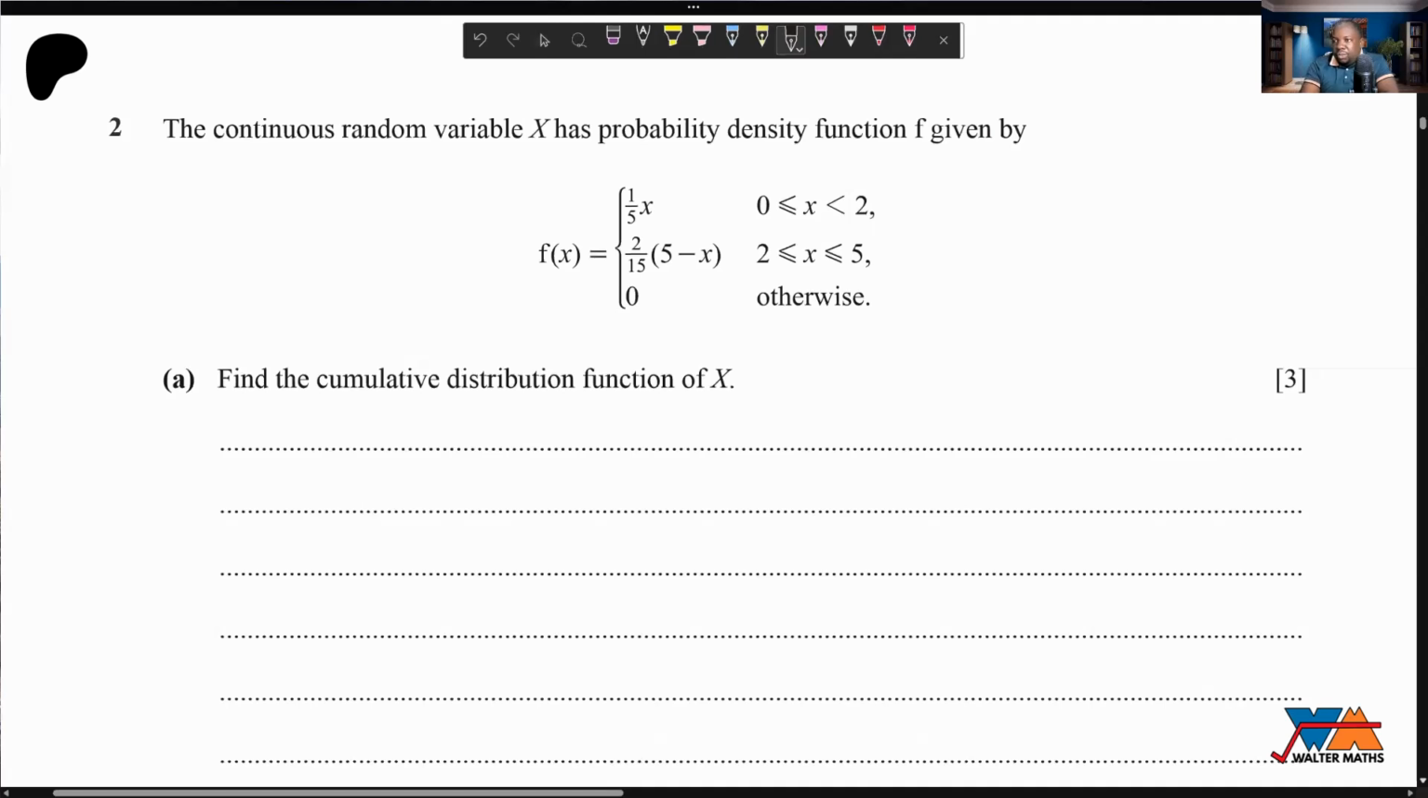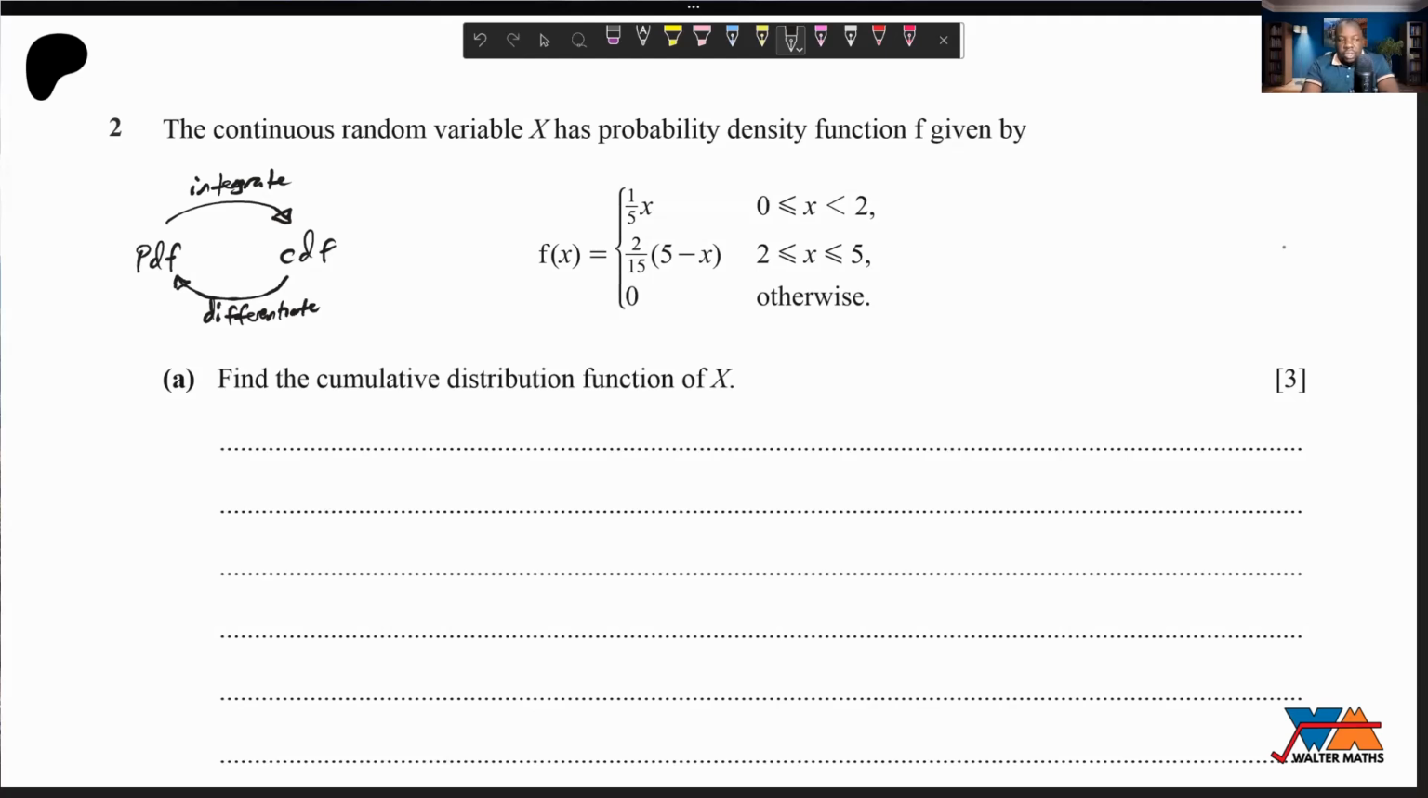To find the CDF, I want you to remember we said if we're moving from a PDF to a CDF, we do that through integration. So you integrate. But if you're moving from a CDF and you want to find a PDF, you do that by differentiation. So in this particular case, we want to find the CDF from a PDF, so we have to do integration.